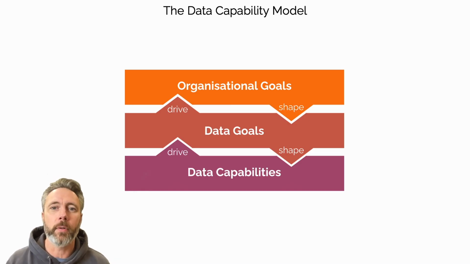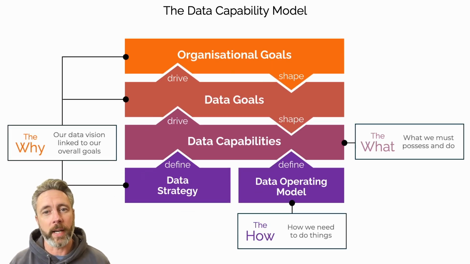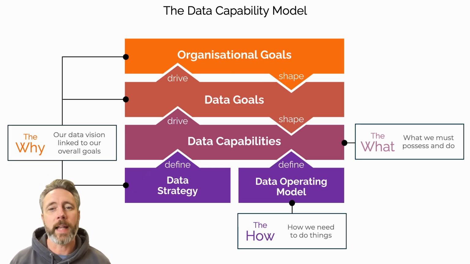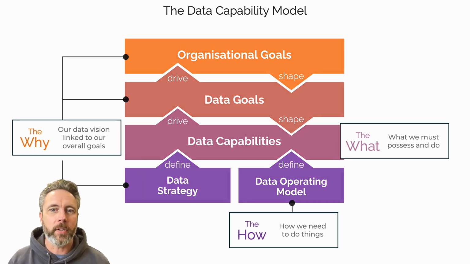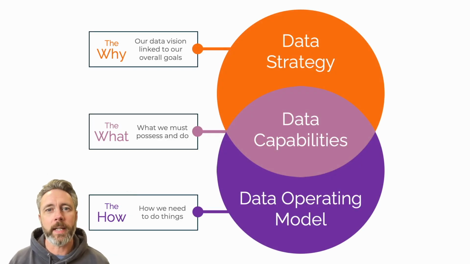When those capabilities are operated effectively, they drive achievement of data goals, which of course in turn supports the achievement of your organization's goals. This is why data capabilities sit at the heart of both your data strategy and your data operating model. Your data strategy explains why those capabilities matter, and your data operating model explains how those capabilities are run. When both are built around that same set of data capabilities, you get alignment, and you know that you're doing the right things in the right ways for all the right reasons.